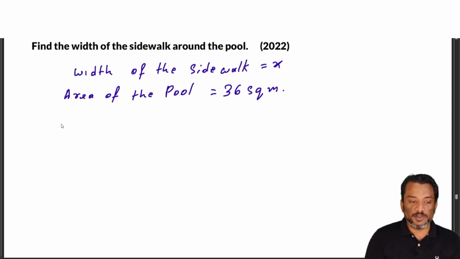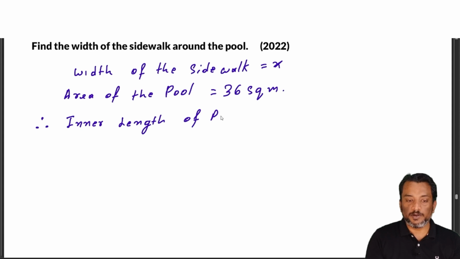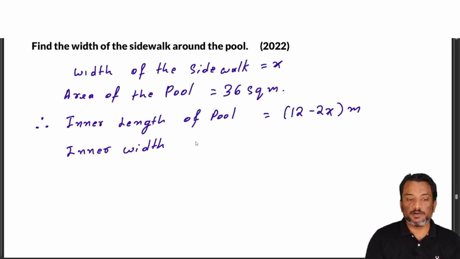So the inner length of the pool is equal to 12 minus 2x meter, and in the same way, the inner width of the pool is equal to 7 minus 2x meter.